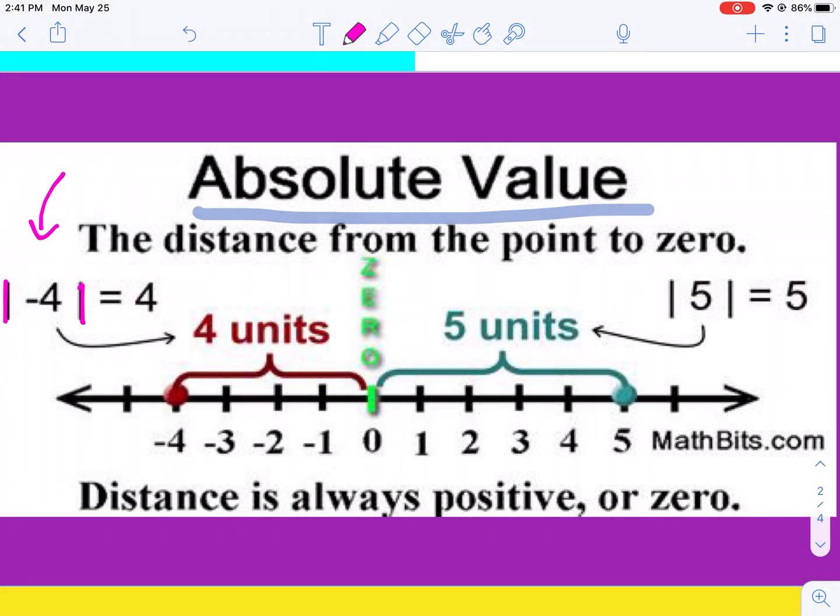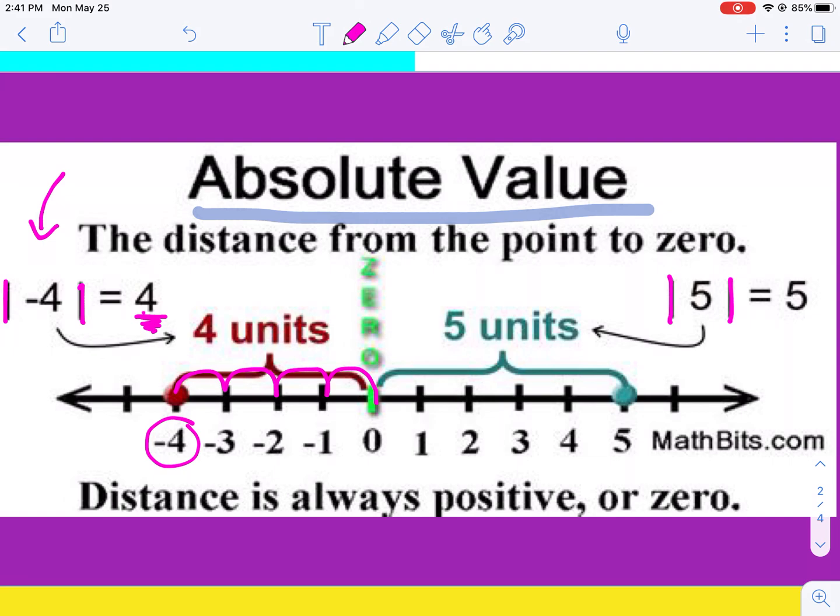So if we're talking about how far is -4 away from 0, or what is -4's absolute value, we would find -4 on the number line, and we count 1, 2, 3, 4. It's a distance of 4. So that's why you see 4 units or a +4. Same thing here. We have these brackets to let us know that we're finding absolute value.